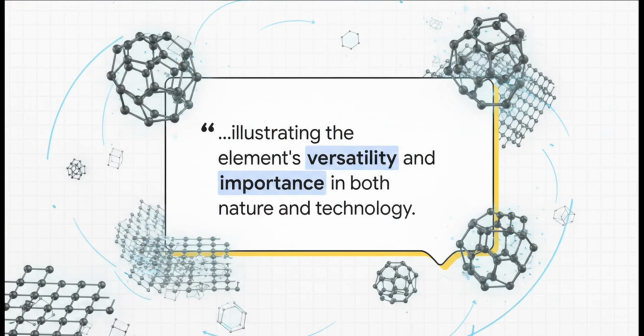And believe it or not, carbon's story doesn't even end with diamond and graphite. There are other allotropes, like fullerenes that are shaped like soccer balls, and graphene, which are sheets that are only a single atom thick. Carbon's ability to connect in all these different ways truly makes it one of the most versatile and important elements we have.